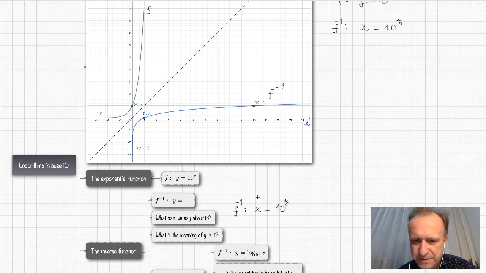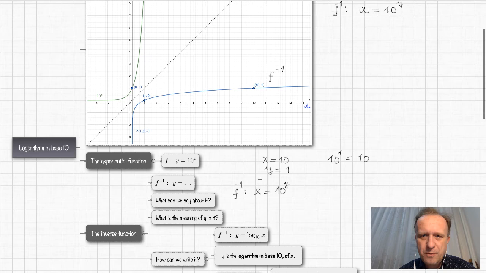For example, if x equals 10, then we assign the value y to x in such a way that we ask: 10 to what power is 10? We know that it's 10 to the power of 1, so to the value 10 we assign the value y equals 1, and the reason is that 10 to the power of 1 is exactly equal to 10.